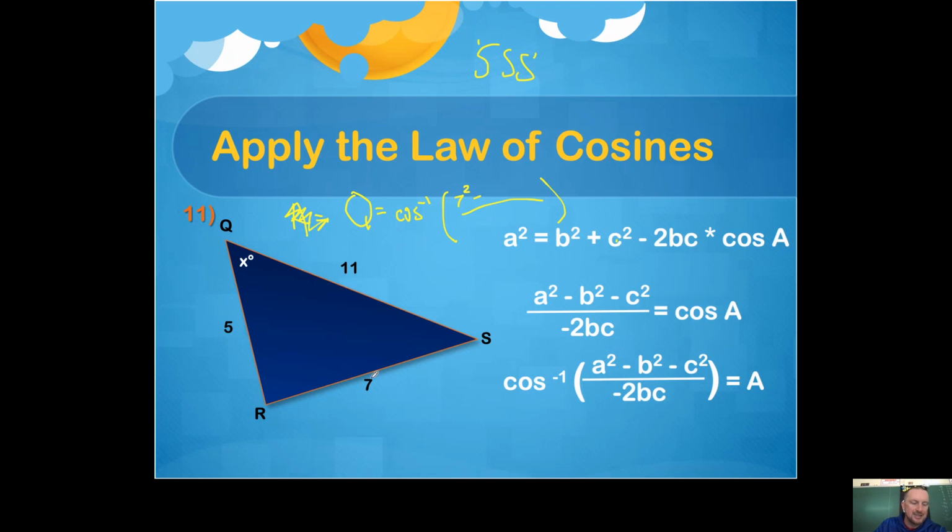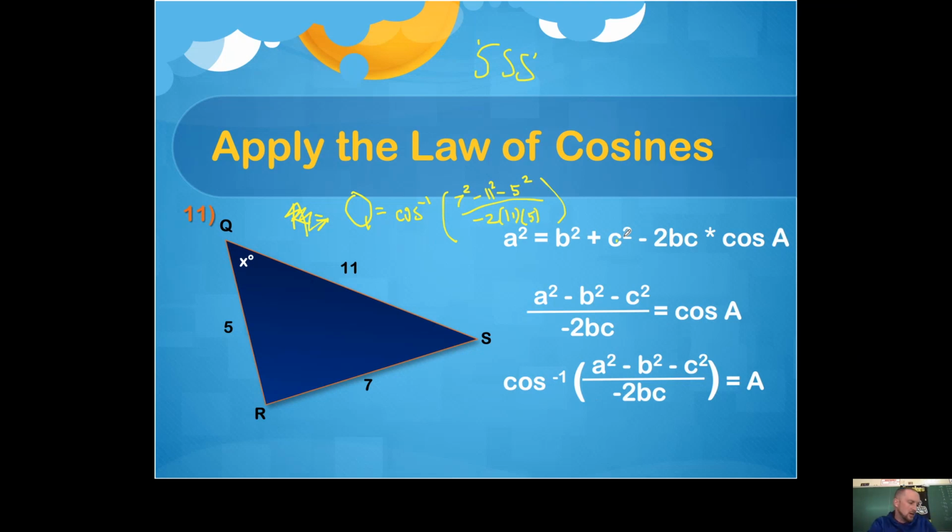is putting that 7 first. The 11 squared and the 5 squared come after that. In your denominator, you have negative 2 times the same 11 and the same 5.